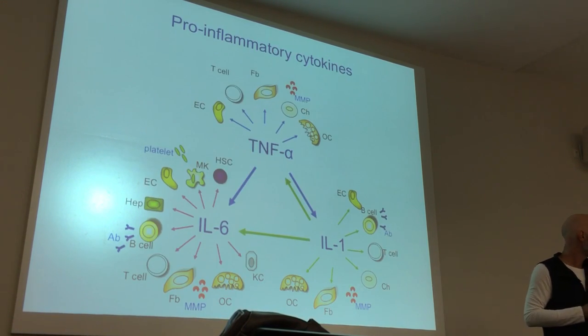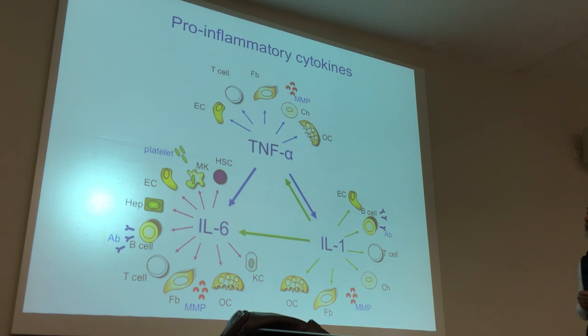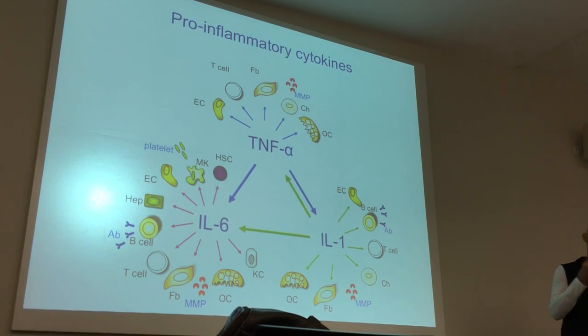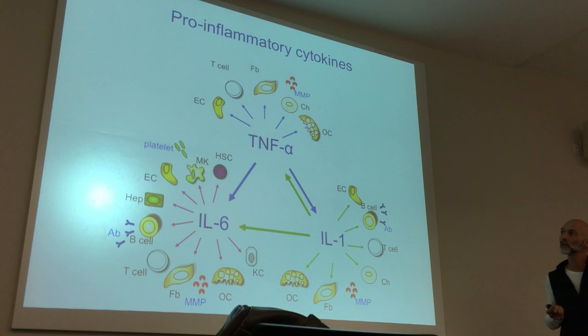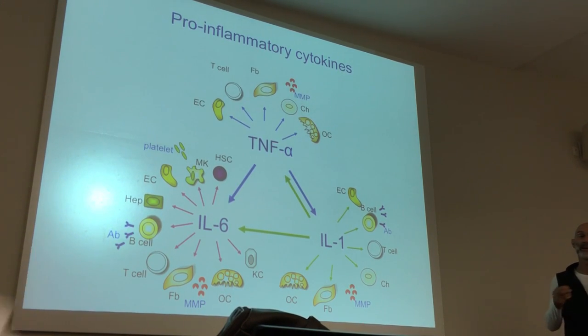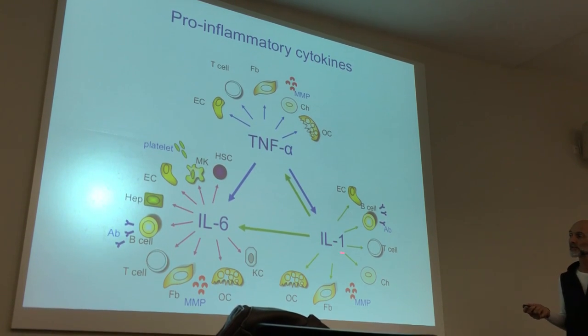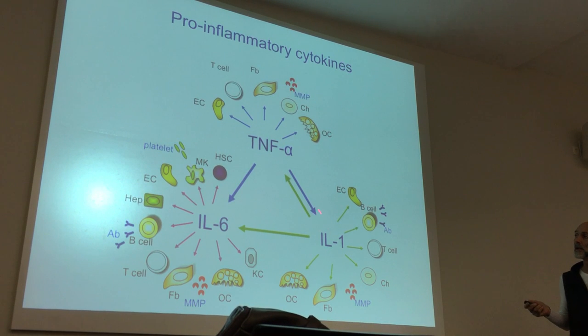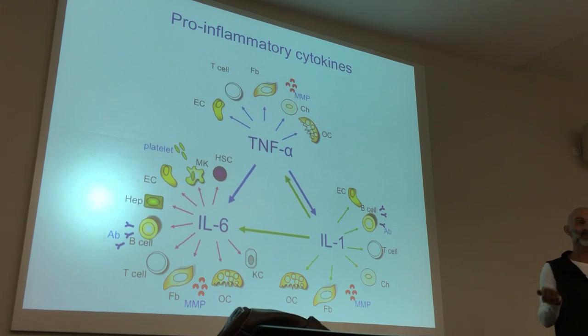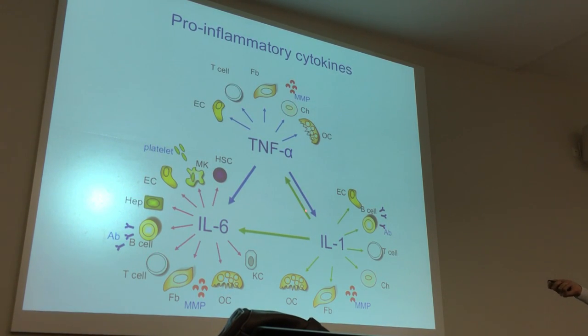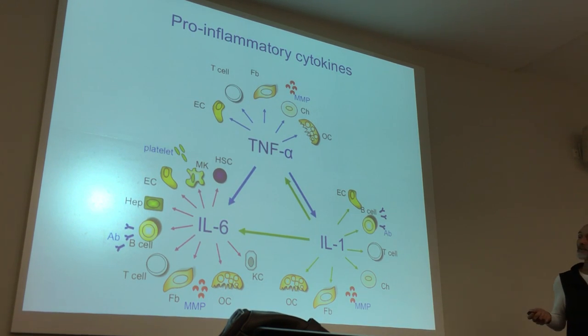Now, besides the cells, cytokines play an important role. We already heard that a lot of cells can produce these pro-inflammatory cytokines, and the cytokines themselves then have effects on a number of cells. The most important ones are still TNF-alpha, interleukin-6, and interleukin-1. They can also stimulate themselves, so interleukin-1 stimulates the production of TNF-alpha and vice versa.